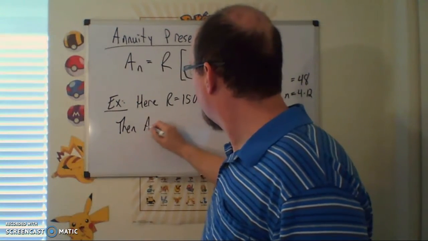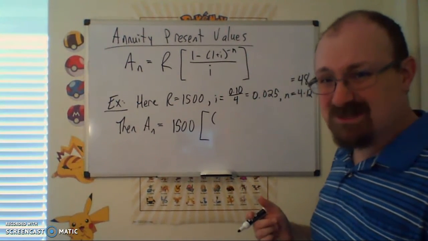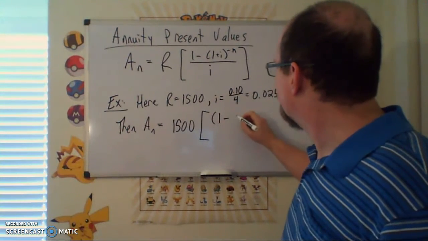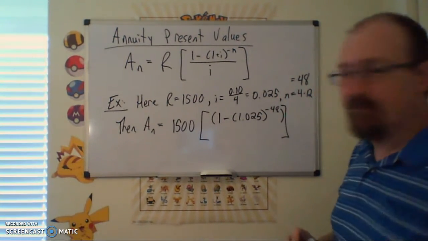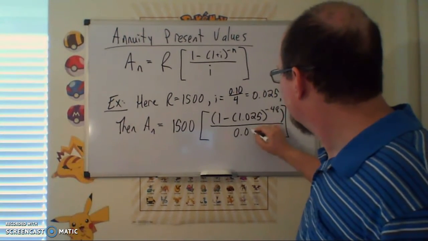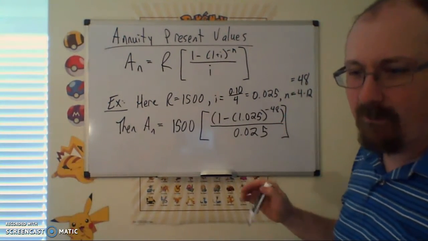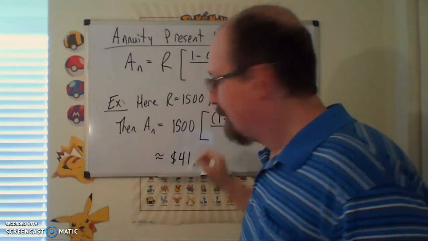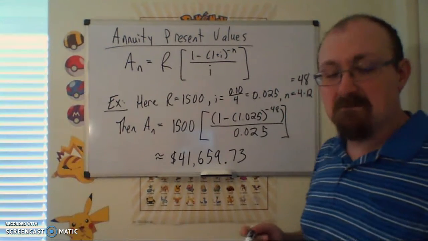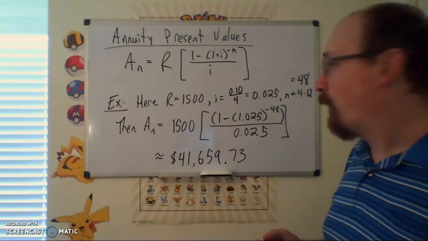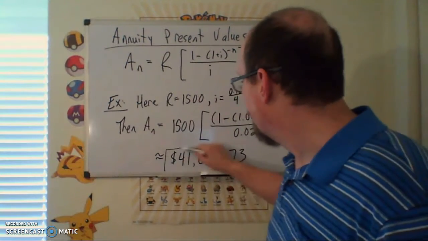So we've got 1,500 times this stuff. Like I did before, I'll enclose the top of this thing in parentheses because I would type it all in at once in my calculator. So 1.025 to the negative 48. Again, make sure to note that. I also need to close those parentheses in the back. Then divide that whole thing by I. We smash through the arithmetic necessary to work this out, and what I ended up getting was $41,659.73. That's actually not bad, because 48 payments of $1,500 amount to a fair amount more than this. So the fact that we're letting interest build on it initially is really helping us out. So that's what we got right there.